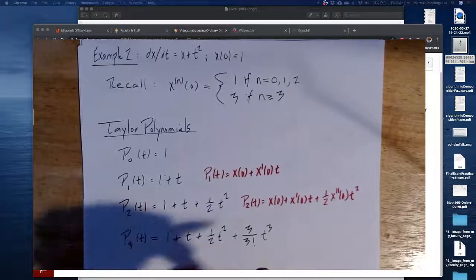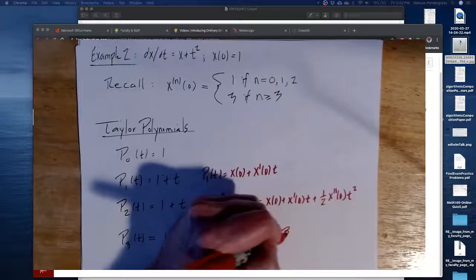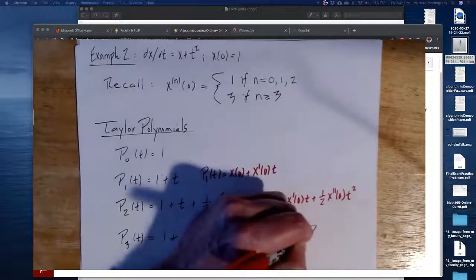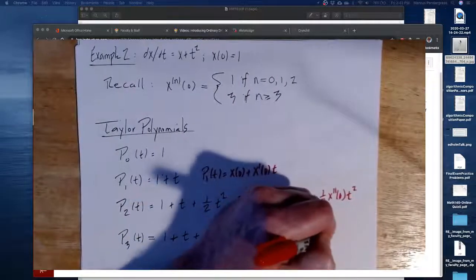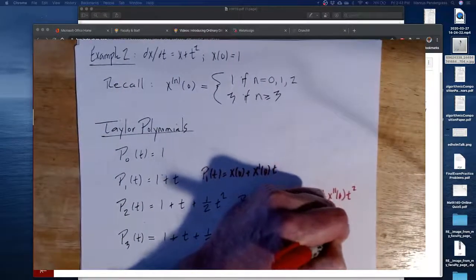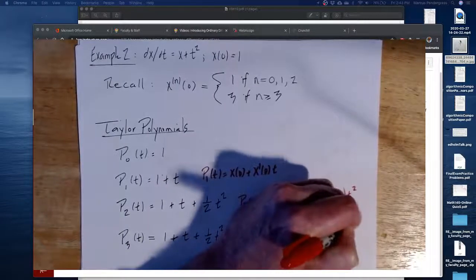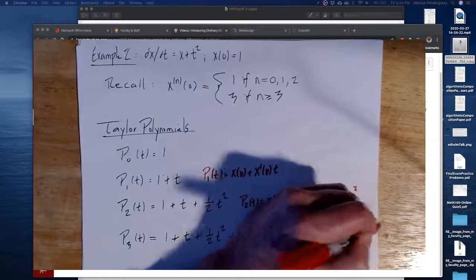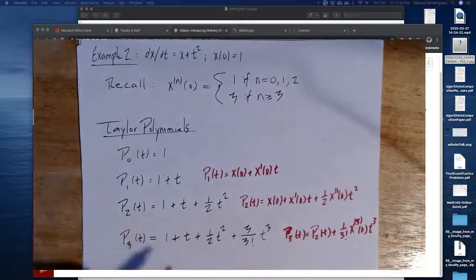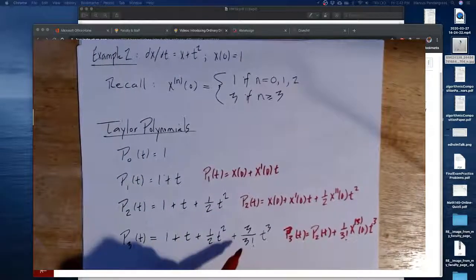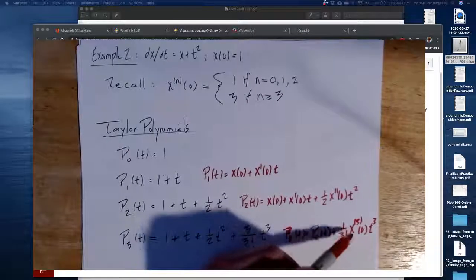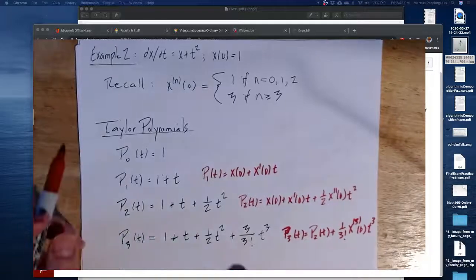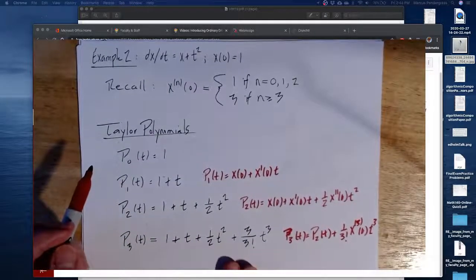P3 of t, the way Taylor polynomials work, P3 of t is going to be the same as P2 of t plus that next term, which would be 1 over 3 factorial times the third derivative at 0, times t cubed. And so P3 of t, there's our P2, and then x3 of 0 we now know is 3, and then over 3 factorial, and then times t cubed.